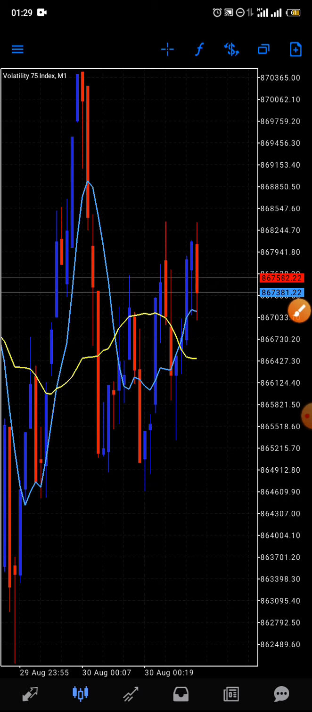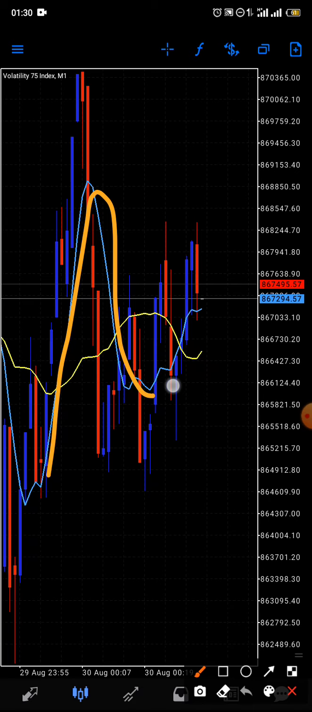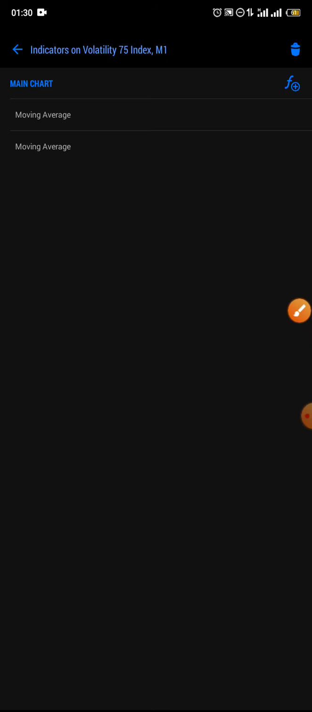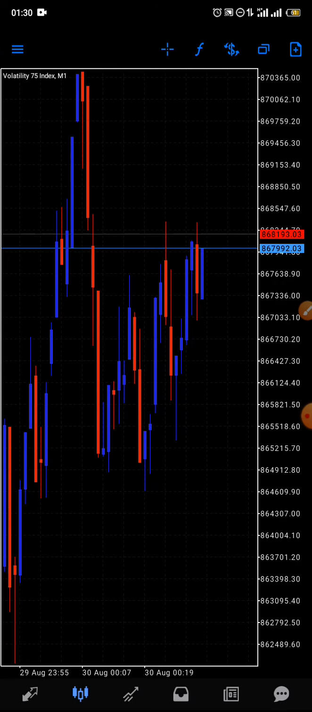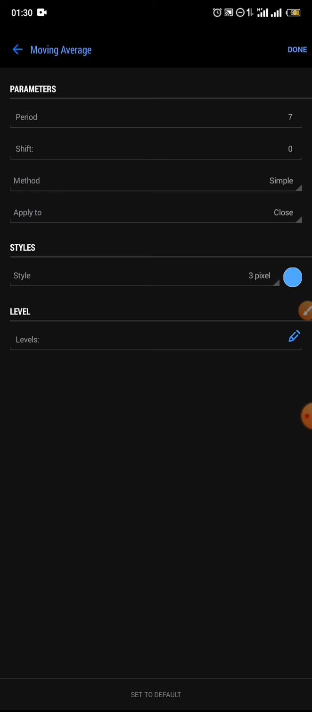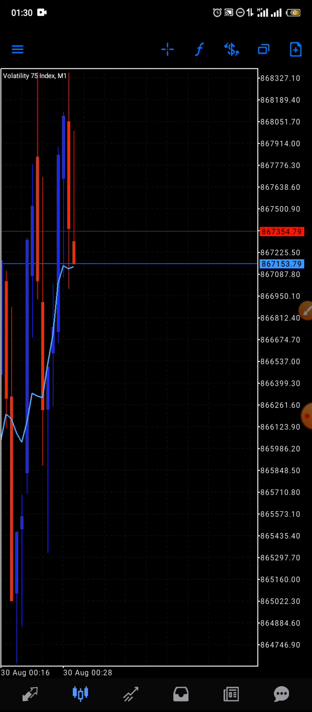So you can see we've set our first moving average here, which is this blue one. Next, we have to add another moving average. Okay, let me add them all over again. So clicking on the plus sign, what you want to look for is moving average. I'm using MT5, but the processes on MT5 and MT4 should be the same. So click on moving average. 7 is already set here, so I just clicked on it. That's for the first one.